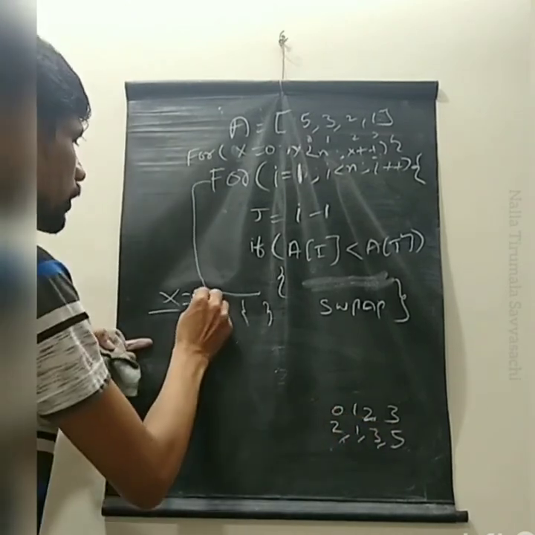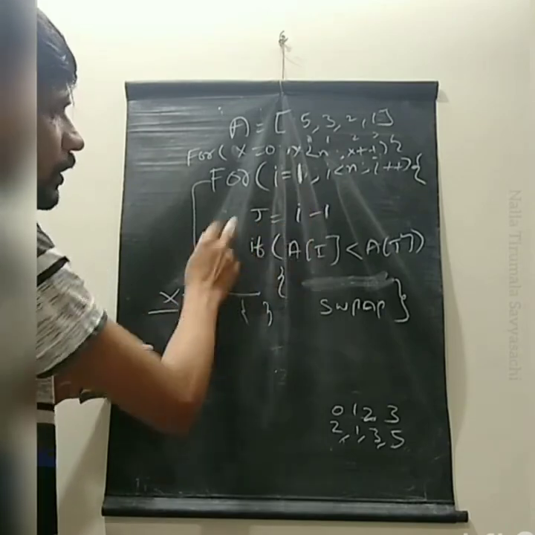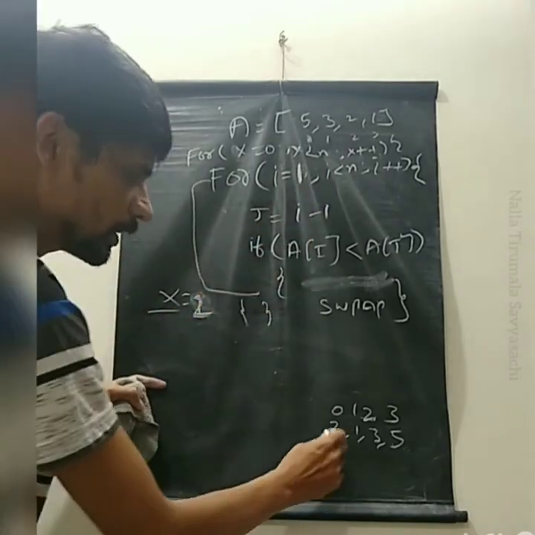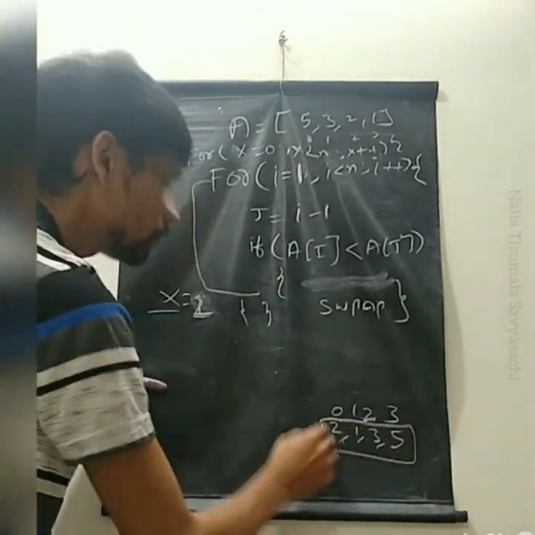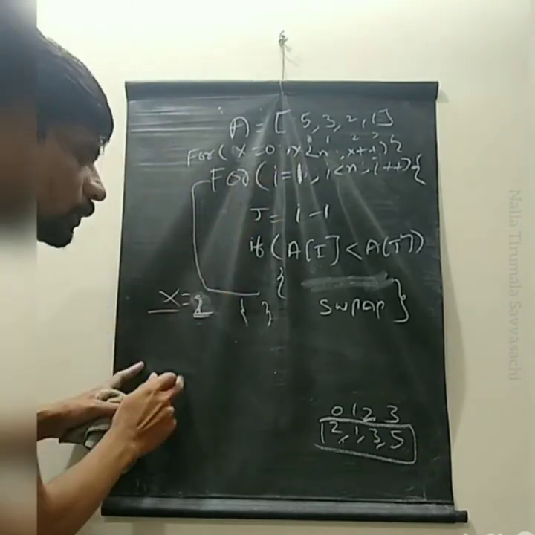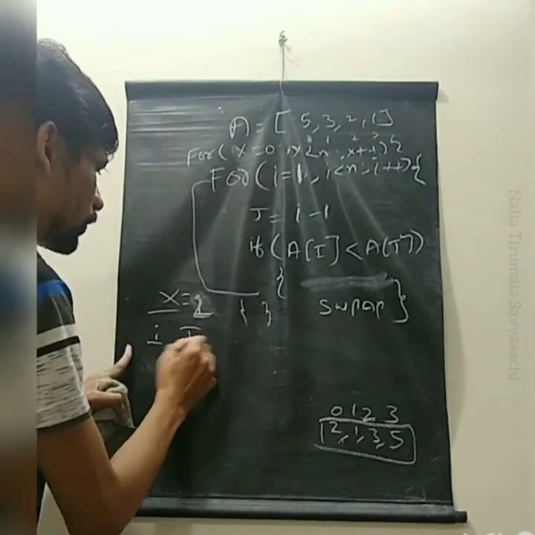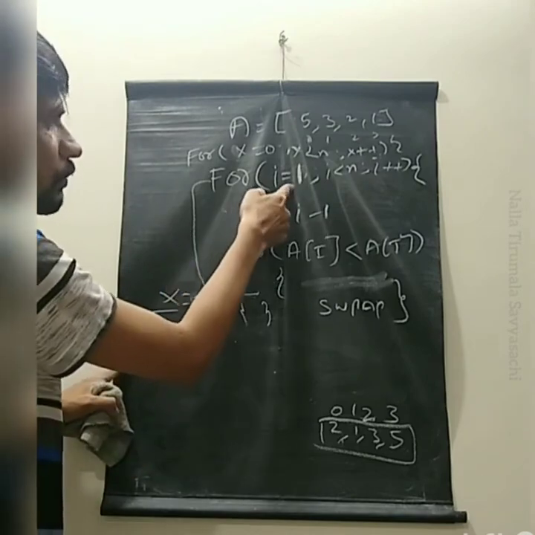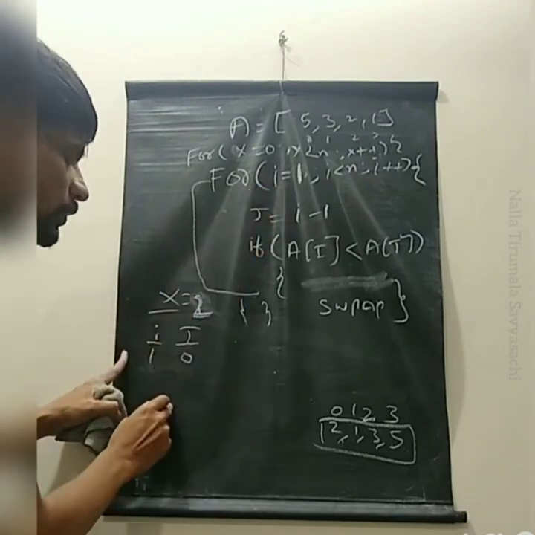So what will happen again? Now x will become 2. So again we will repeat this same logic. Right? So this is my final output when x is 1. Now again we will do the loop. So again i will initialize to 1, j will be 0.